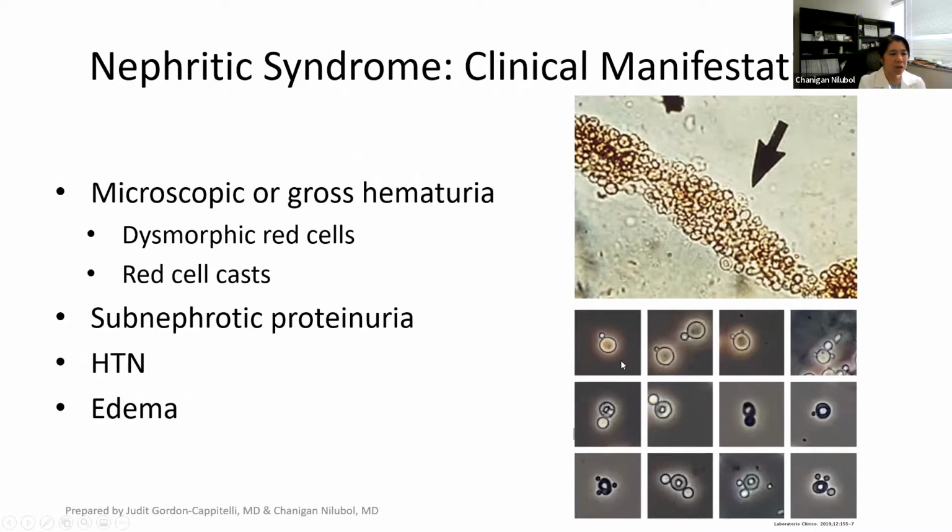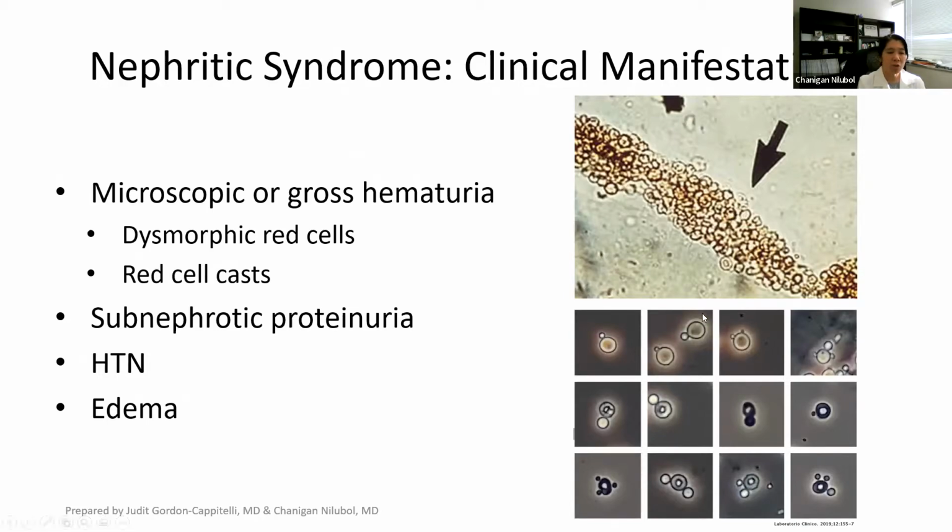This is phase contrast, which makes it easier to spot dysmorphic RBCs that look like Mickey Mouse, right? This is what we call Mickey Mouse ears. So this represents dysmorphic RBCs, and this is glomerular hematuria.